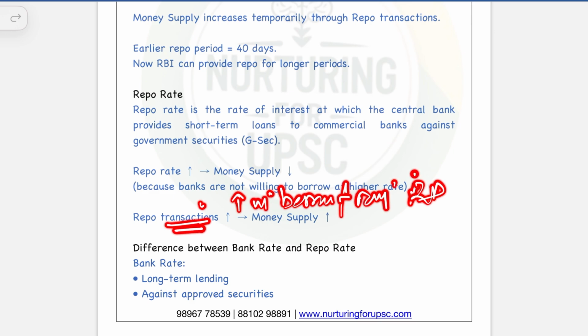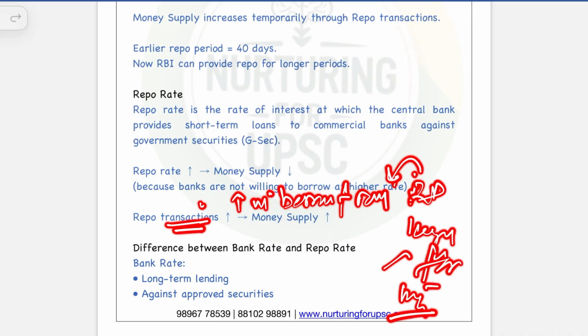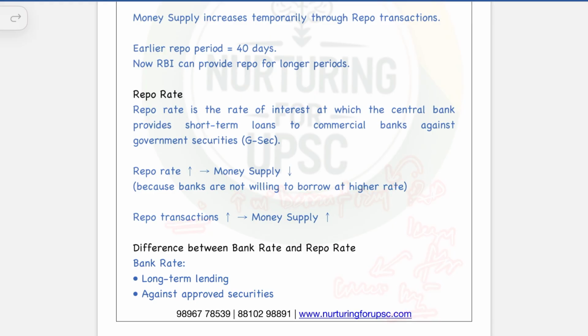If, let's say, there's an increase in transactions of repo from the RBI, then central banks would have larger money for liquidity, larger money for credit creation, and so on. But a repo rate increase would mean an increase in the rate of interest at which commercial banks borrow from the RBI, leading to reduced money supply.